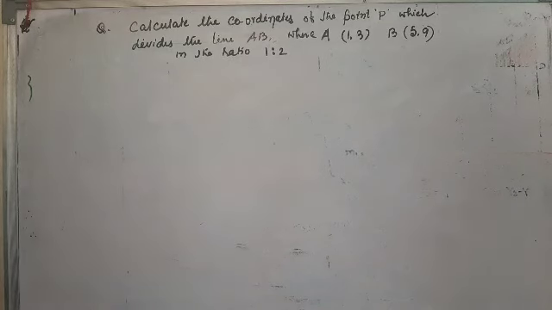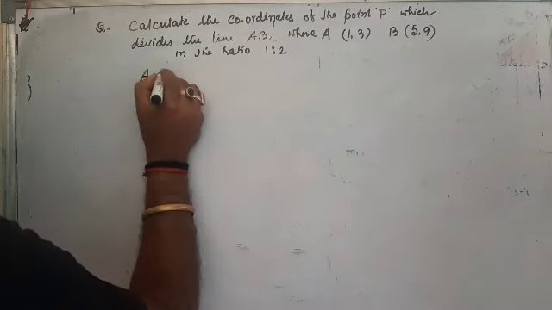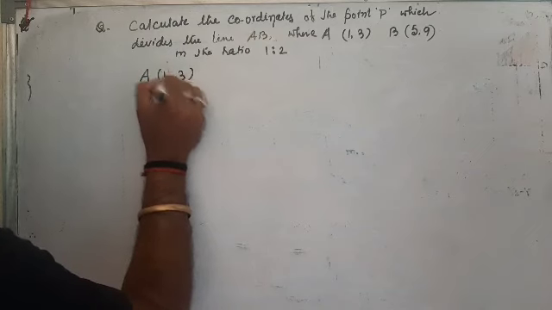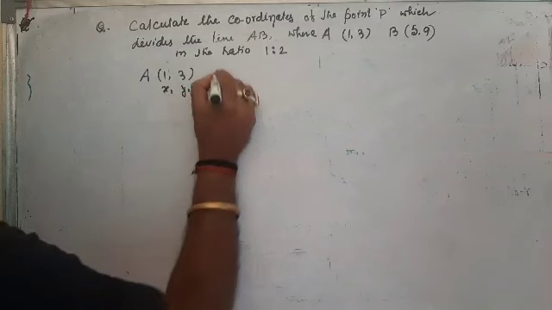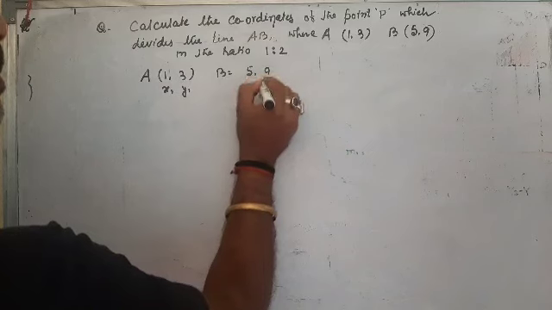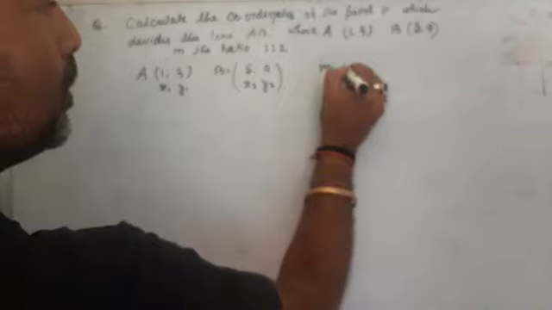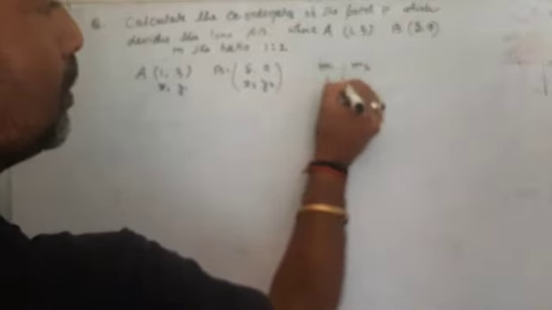Now one question: calculate the coordinates of the point P which divides the line AB, where A is (1, 3) and B is (5, 9), in the ratio 1:2. So here you first write A, that means x1, y1 is 1, 3. This is your x1, this is your y1. B is 5, 9, this is your x2 and this is your y2. And the ratio is 1:2, so m1 is 1 and m2 is 2. You have to find the coordinates of P.